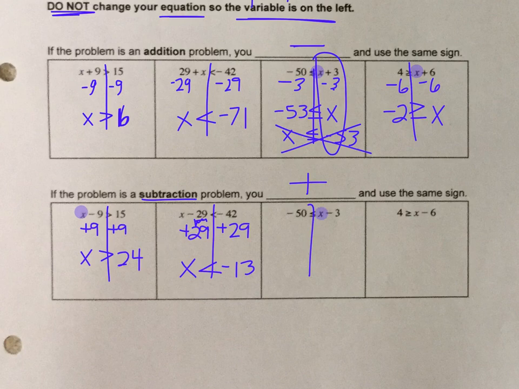That just means I get the 3 to go away. Add 3, because the opposite of subtract is add. And it's -47. Copy the sign, less than or equal to x. Be sure to keep your stuff lined up. One more. I'm going to add 6 to both sides this time. I get a 10 less than or equal to x.